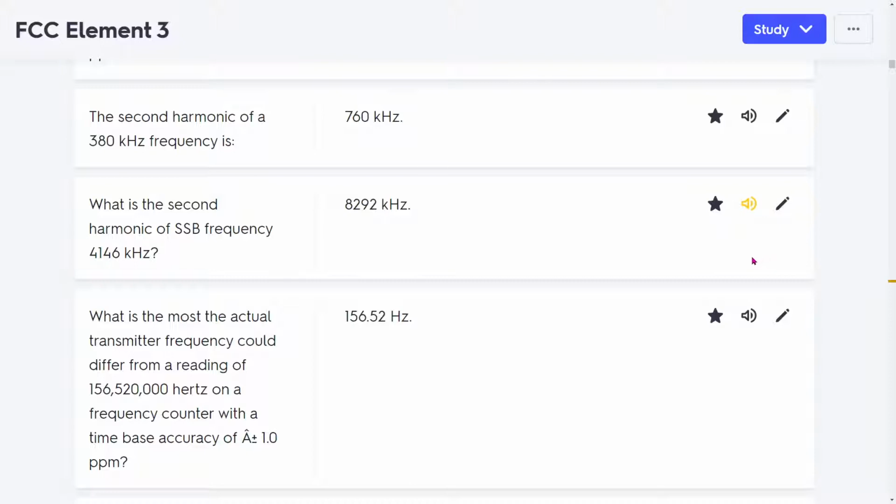8292 kHz. What is the most the actual transmitter frequency could differ from a reading of 156,520,000 Hz on a frequency counter with a time-base accuracy of plus or minus 1.0 ppm? 156.52 Hz.